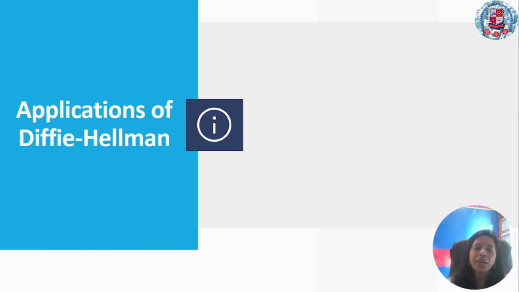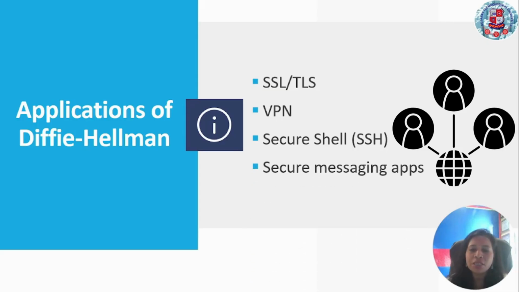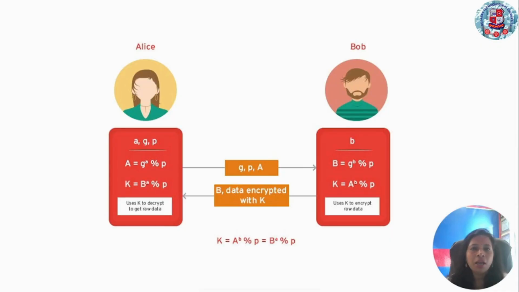Now, Diffie-Hellman is widely used in secure web communications like HTTPS, VPN communication, SSH protocol, and secure messaging applications, and it is one of the building blocks of internet security. Now let's summarize.